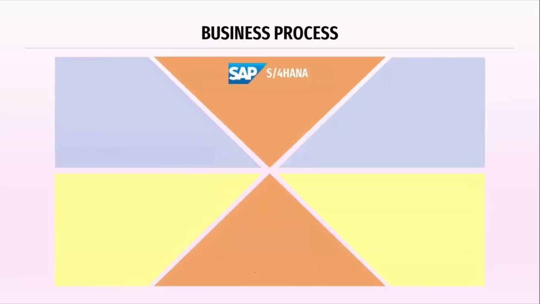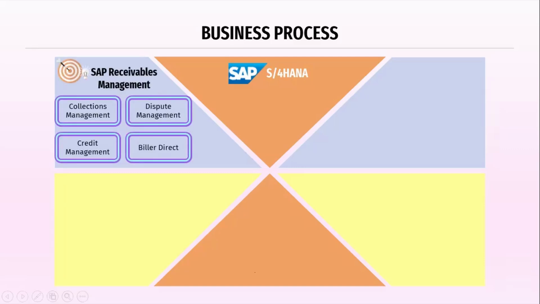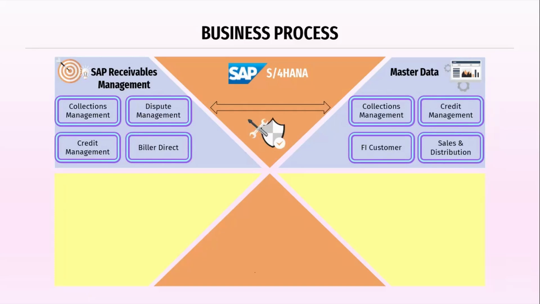I will be teaching in the SAP S4HANA system, which is the latest innovation of SAP. The first is SAP Receivables Management, wherein we have collections, dispute, credit, and biller direct. This we already learned in our previous slide. The second important component is the master data setup. Now for collections management, we will have a separate BP role, just like how you have FI customer or on the treasury side you have counterparty.